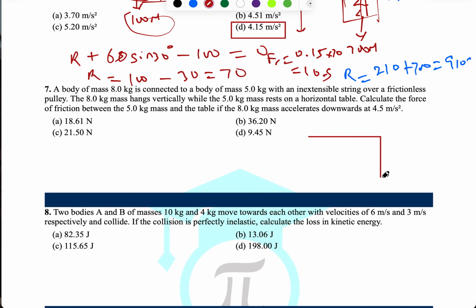We have this. So this is the case of the half Atwood machine. So you have a body resting here. You have another body resting here. So it says a body of mass 8 kilograms.